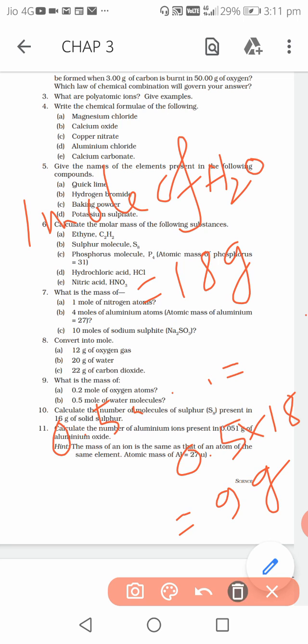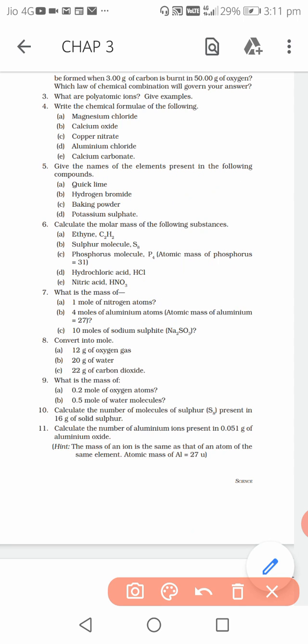Okay. Then number 10 and 11. Okay, number 10. Calculate the number of molecules of sulfur acid present in 16 gram of solid sulfur. Okay. S8 is the molecule of sulfur. S is the atom of sulfur. So mass of S is 32.